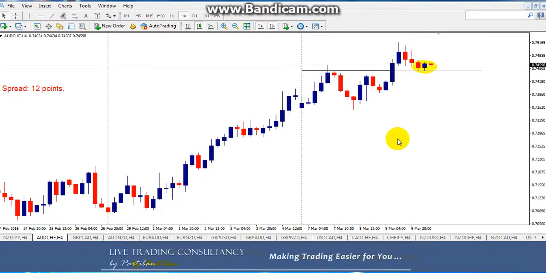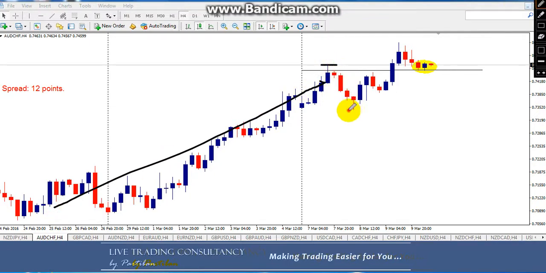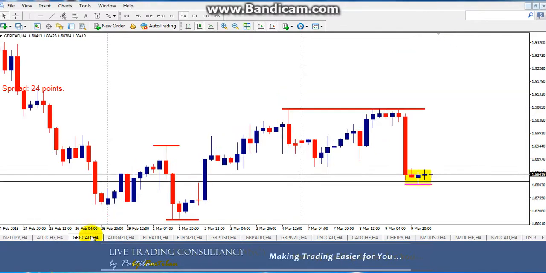Looking back at the Aussie Swiss franc, a very clear uptrend. Higher high, higher low, higher high, higher low. This is a 2-bar reversal, but it's not completed. I would say this is a 2-bar reversal, but not an A-class setup or anything. So I'll wait for the next candle to form, which is 6 p.m.